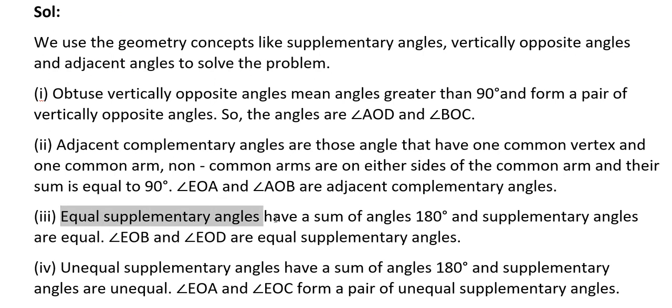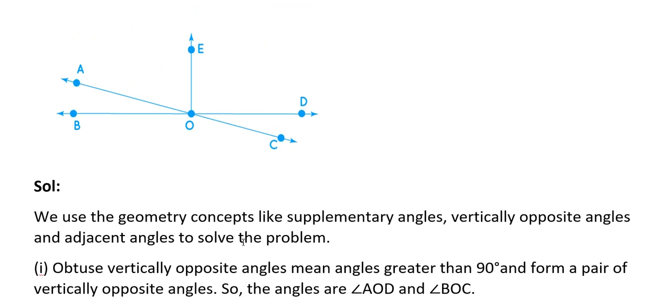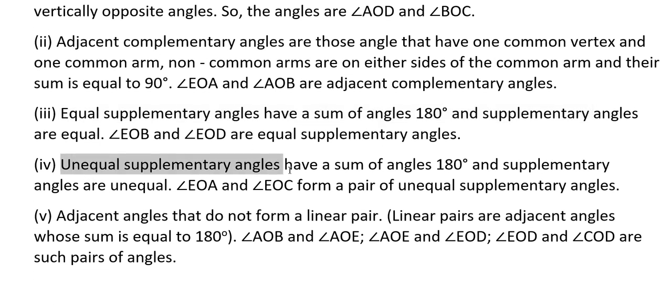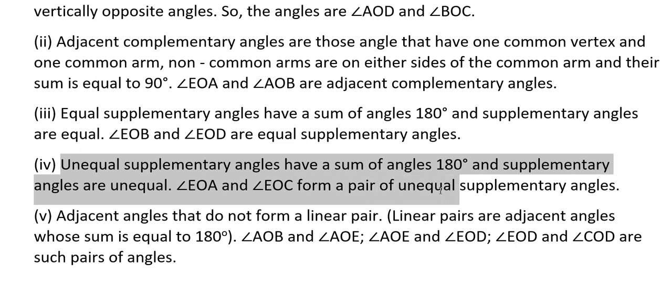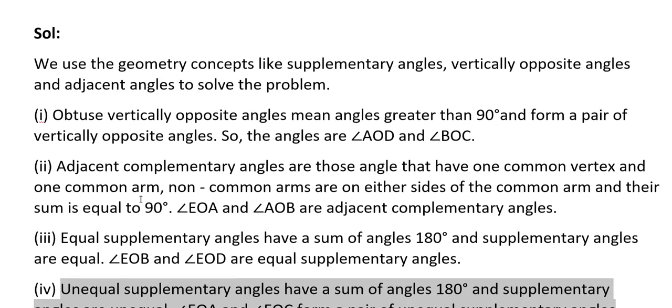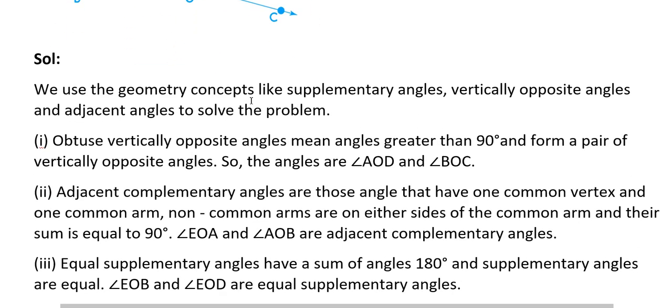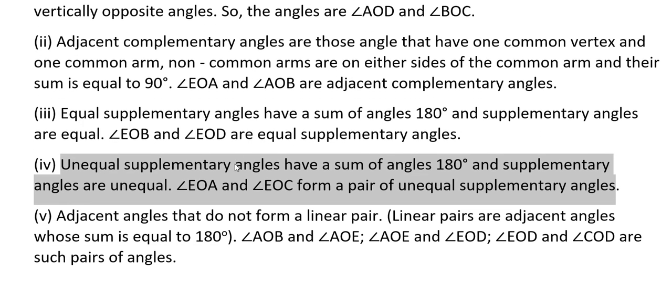Third one, equal supplementary angles have a sum of 180 degrees and the angles are equal. Angle EOB and angle EOD are equal supplementary angles. Unequal supplementary angles have a sum of 180 degrees and the angles are unequal. Angle EOA and angle EOC form a pair of unequal supplementary angles.